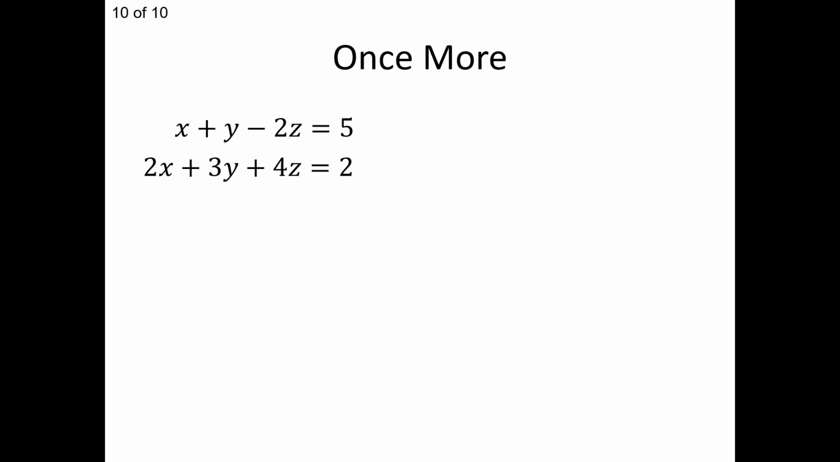And what I did first was I took my top equation, I eliminated x. So I multiplied everything by -2, and then added it to the bottom one. So multiply the top one by -2 with me, do some mental math, and add it to the bottom one.